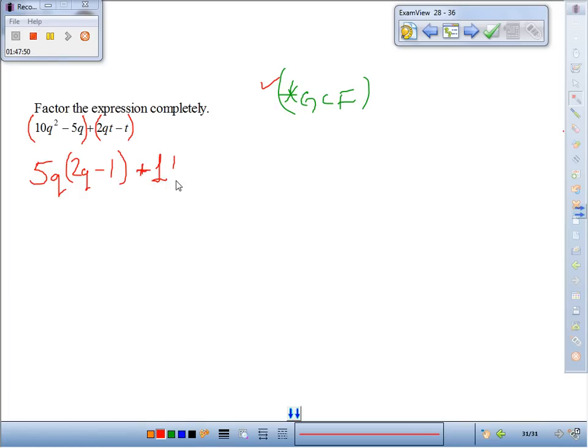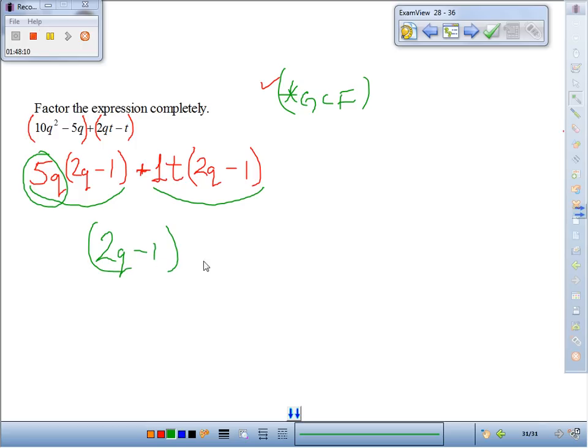One T. And what's left inside? 2Q minus 1. So, what's the same here and here? 2Q minus 1. And what's left for this term? 5Q. What's left for this term? 1P. And we're done.